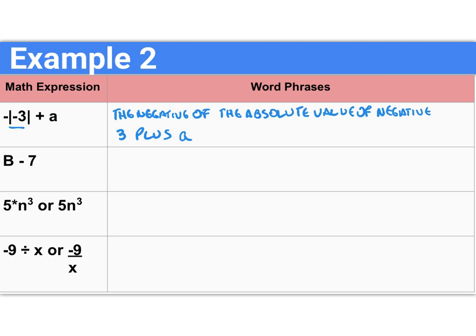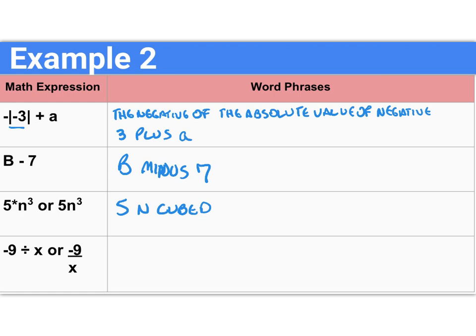So a number b minus 7. B minus 7. And there are several ways to write all of these. Now, 5 times n cubed, or 5n cubed. Whenever a number is next to a letter or next to a parentheses, we know to multiply. So this will read as 5n cubed. Anything to the 3rd power is cubed because in geometry it makes a cube.